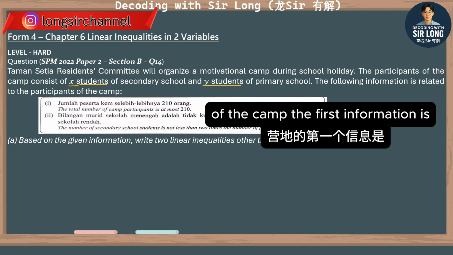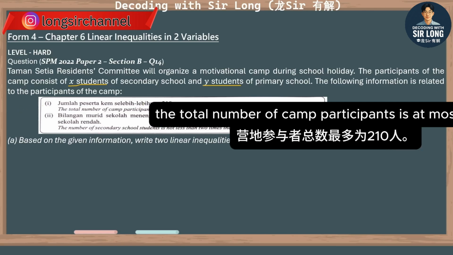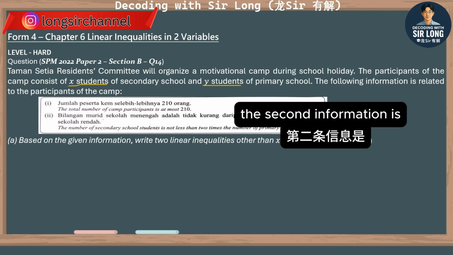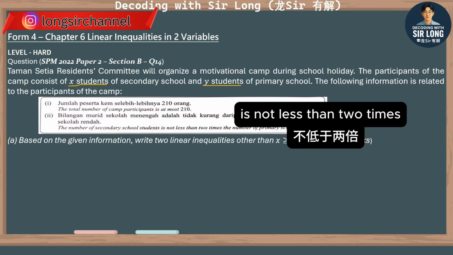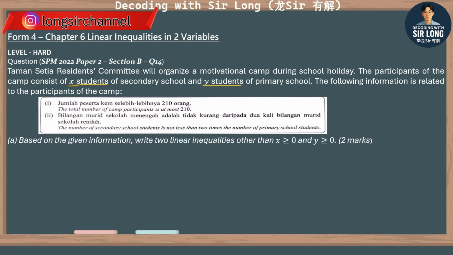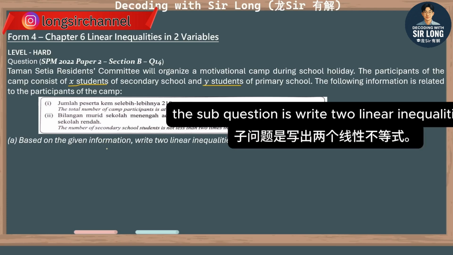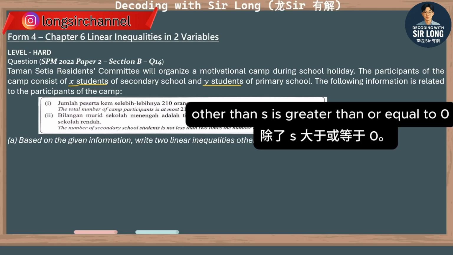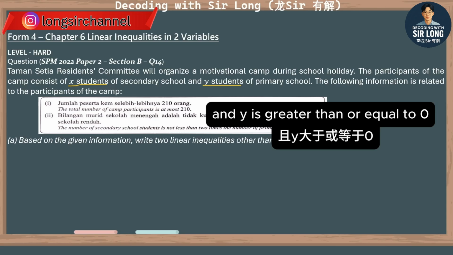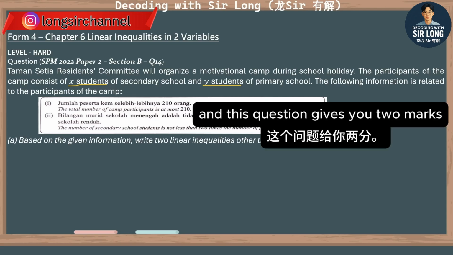The first information is the total number of camp participants is at most 210. The second information is the number of secondary school students is not less than 2 times the number of primary school students. Alright, based on the given information, the sub-question is: write 2 linear inequalities other than x is greater than or equal to 0 and y is greater than or equal to 0. And this question gives you 2 marks.